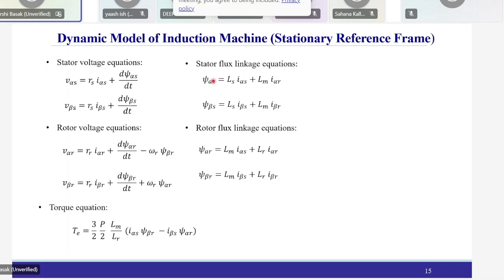This corresponds to the stator flux linkage equations, this to the alpha S, this to the beta S, and these are the rotor flux linkage equations corresponding to the alpha beta frame. And this will be the torque equation. So this forms the dynamic model of the induction machine in the stationary reference frame.